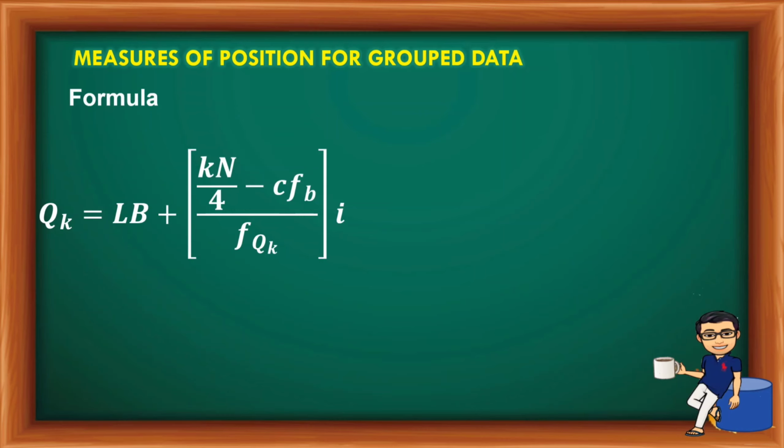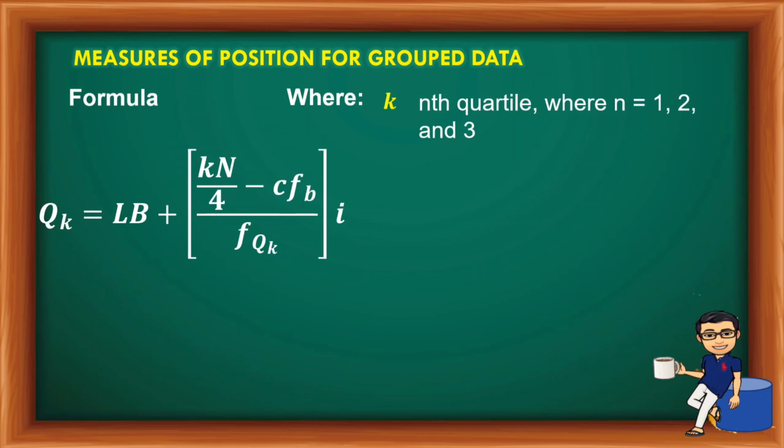The formula that we will be using is this formula wherein k represents the nth quartile, where n is equal to 1, 2, and 3. So 1 is for first quartile, 2 is for the second quartile, and 3 is for the third quartile. So that's k that we are talking about here. Another one is this symbol. This symbol is the lower boundary of the quartile class. So in other formula, ang ginagamit dyan ay L. So with our formula, in this presentation, ang gagamitin natin ay capital LB.